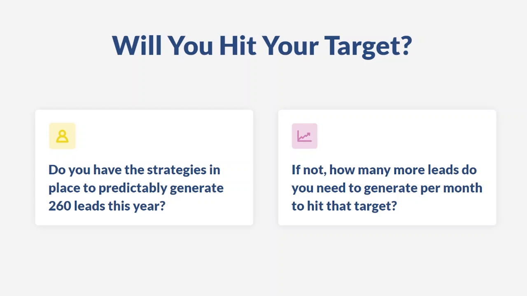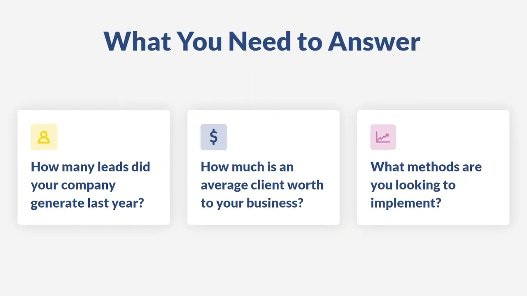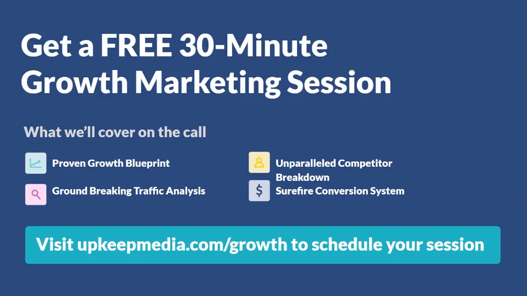So ultimately, you need to ask yourself those questions, and if you do not have these strategies in place to consistently generate 260 leads this year, then you need to figure out, what can I be doing to up that lead flow? You also want to ask yourself, how many leads did we generate last year? Figure out how much a client is worth to your business so that you know how much you can afford to spend to acquire a client, and then determine what methods you will implement to actually hit that goal of bringing on 260 new leads so that you can reach that final goal of adding on 100 new properties to your property management company. Hope that helped.